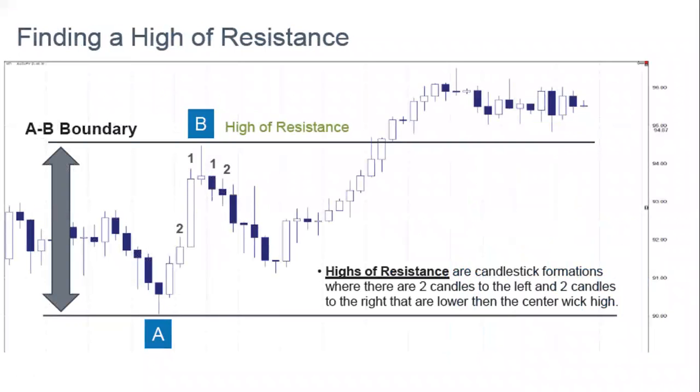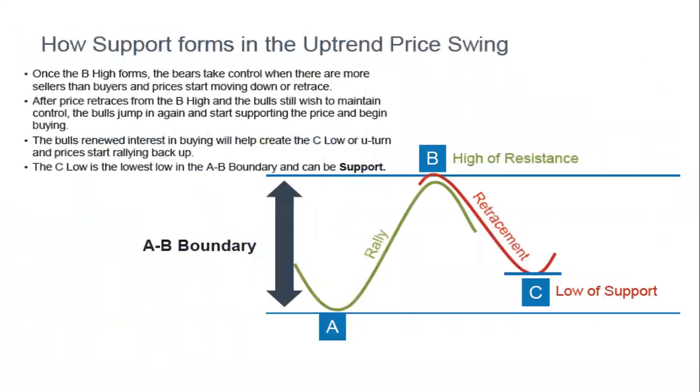Finding a high of resistance is when the price gives us a high with two candles before and two candles after. In support, that will be a low, with two candles before and two after. This one is not contested, this one is not taken out. So this is an official low, an official high: two candles before, two candles after.